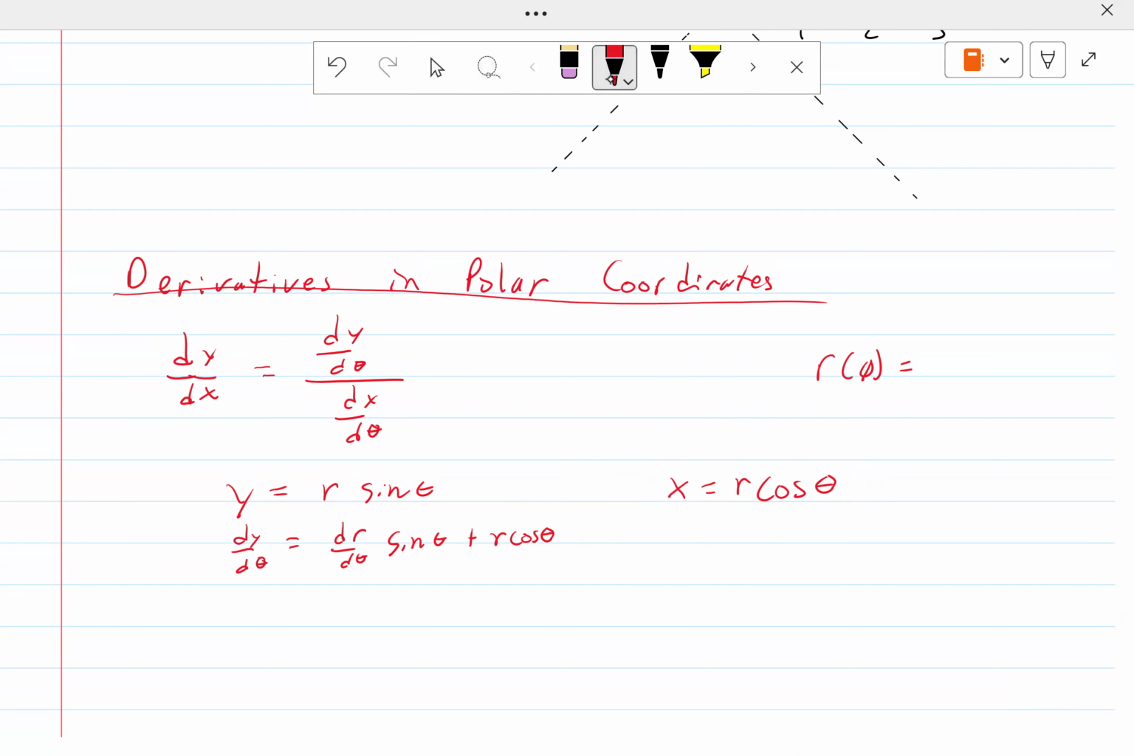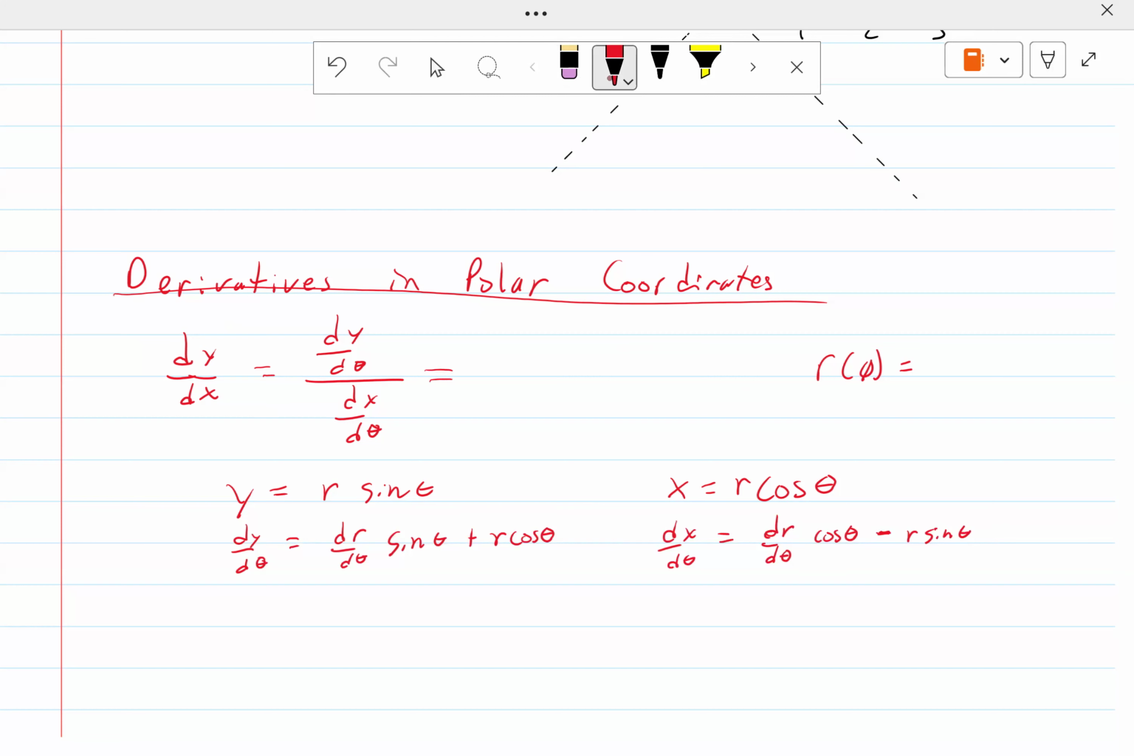dx d theta is equal to dr d theta times cosine theta, that's the derivative of the first times the second, plus the first times the derivative of the second. Well, this is r times negative sine theta. So if I wanted to simplify that, I could just pull the negative outside. This positive becomes a negative, and then I could get rid of the negative in the parentheses. That just becomes r sine theta.